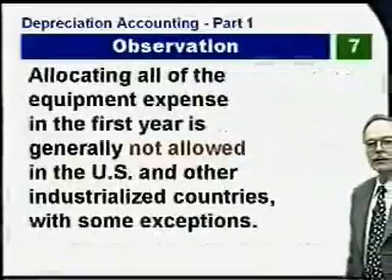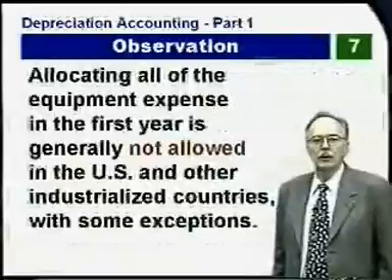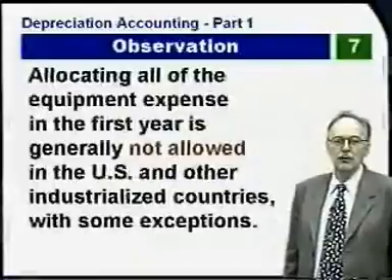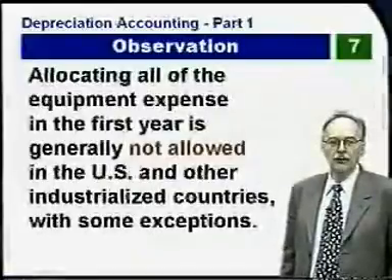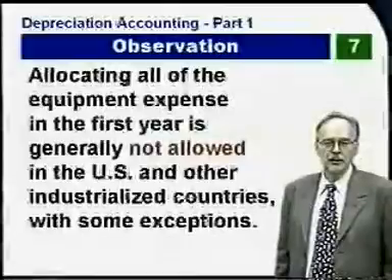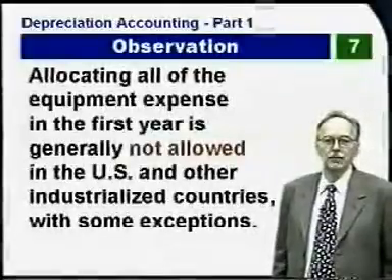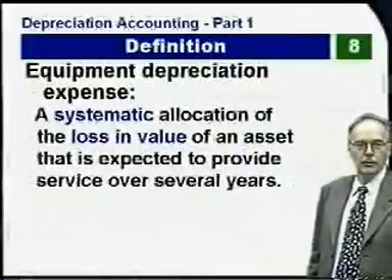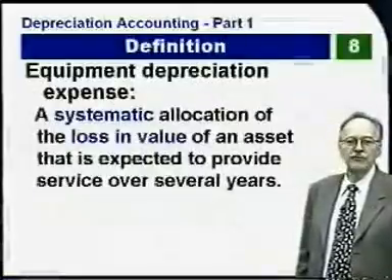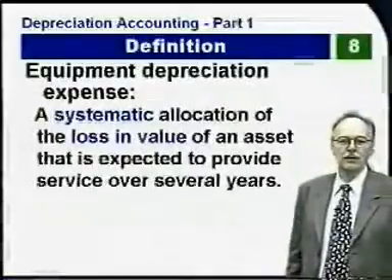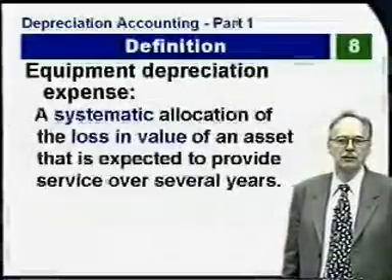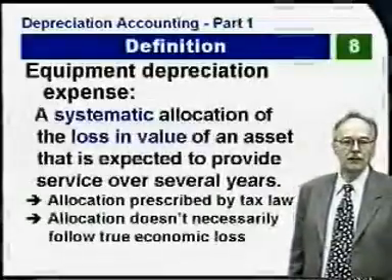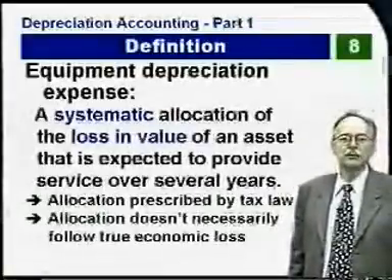We should observe, however, that what we did in example 2 is generally not allowed, at least not in the U.S. and in most industrialized countries, and that is we allocated all of the equipment expense for a long-lived asset in the first year. There are some exceptions where you can do that, but generally speaking, you're not allowed. So let's look at example 3, where we're going to systematically allocate the equipment loss of value. But let's first define equipment depreciation expense as a systematic allocation of the loss in value of an asset. Allocation has to be prescribed by the tax law, and it doesn't necessarily follow the true economic laws.